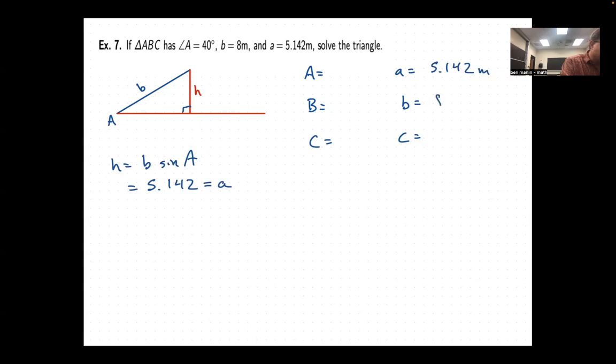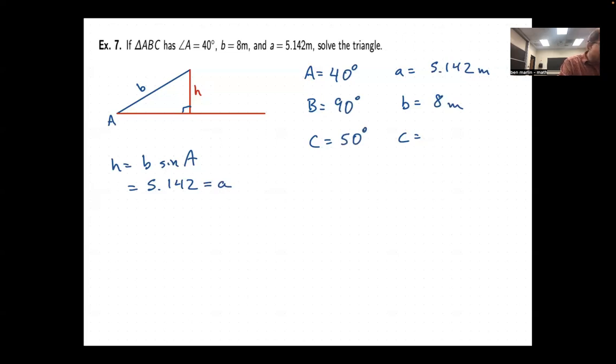But fill in the stuff that we know: 5.142, what is it, meters? And then this B is 8 meters. This A is 40 degrees. Because we got B sine A to be equal to A, that tells us that the sine of B has to be 1, which tells us that B is 90 degrees. Then you can figure out that C has to be 50 degrees by subtracting.